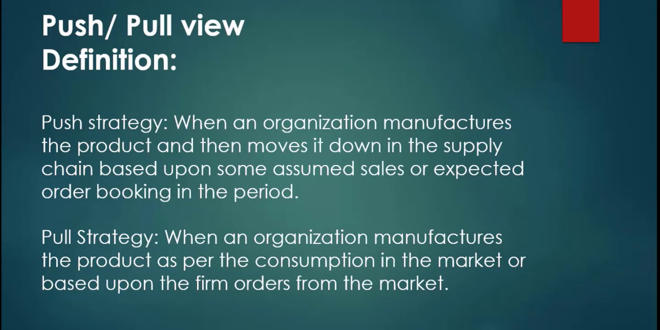Now we will see the definition of push strategy and pull strategy. First we will see push strategy. It is when an organization manufactures the product and then moves it down the supply chain. Down the supply chain means warehouse, distributor, etc., based upon some assumed sale, that is a forecast for a period or expected order booking in the period. And pull strategy means when an organization manufactures the product as per the consumption in the market or based upon firm orders from the market.